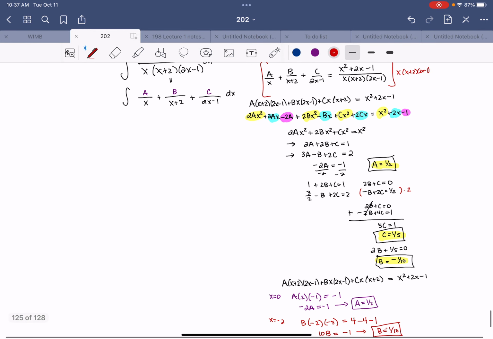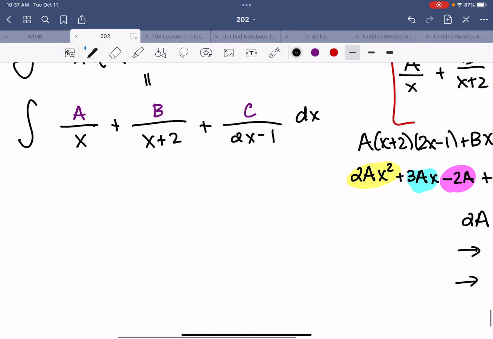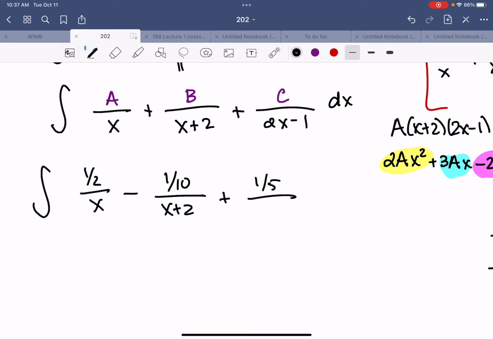How does that help us with the integral? We're going to go back and plug in those values. So that means I'm going to have the integral of 1/2 over x minus 1/10 over x plus 2. Notice that I put the negative as a minus sign as opposed to with the value. Plus 1/5 over 2x minus 1 dx.